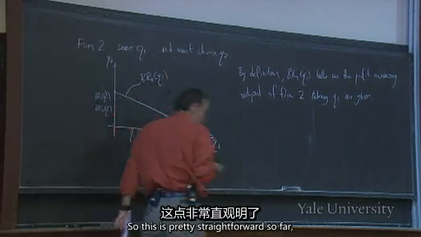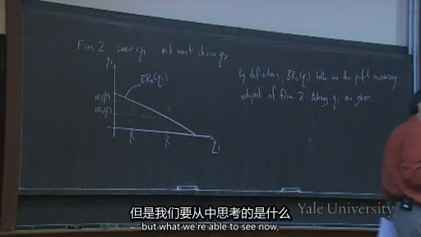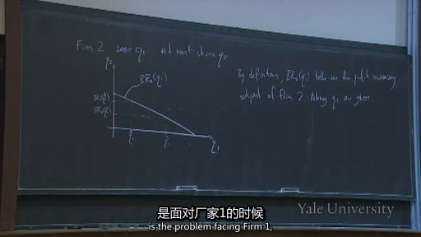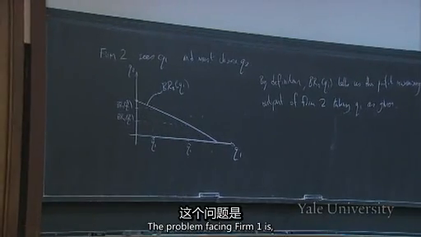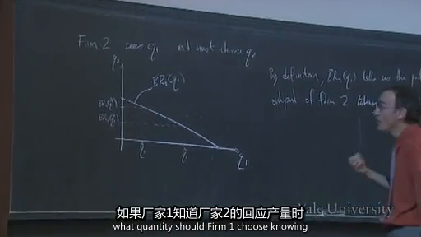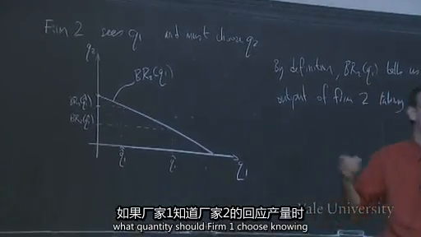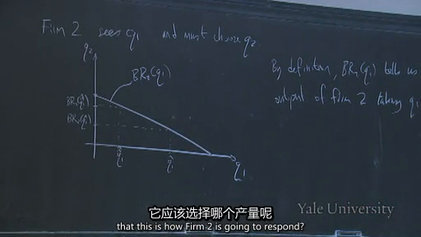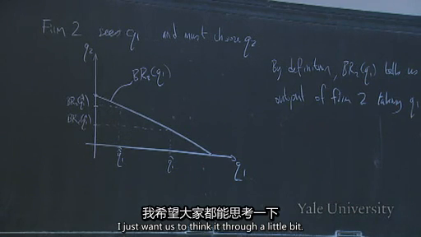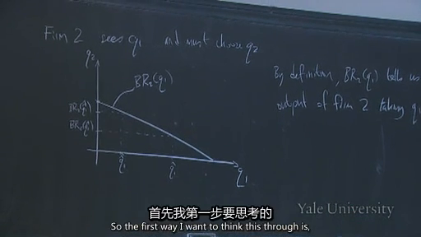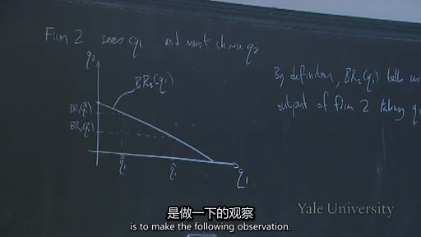All right, so this is pretty straightforward so far, but what we're able to see now is the problem facing firm 1, which is the interesting problem. The problem facing firm 1 is, what quantity should firm 1 choose, knowing that this is how firm 2 is going to respond? And before we solve this out mathematically, I just want us to think it through a little bit.